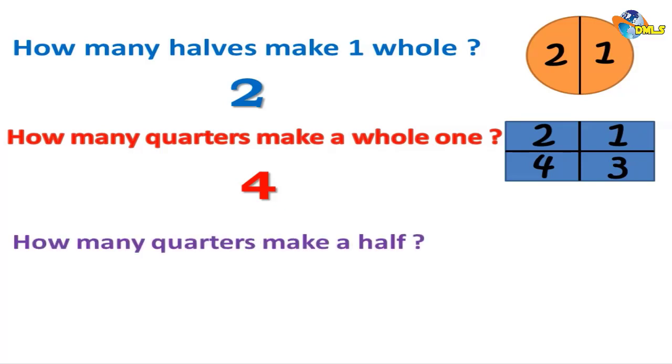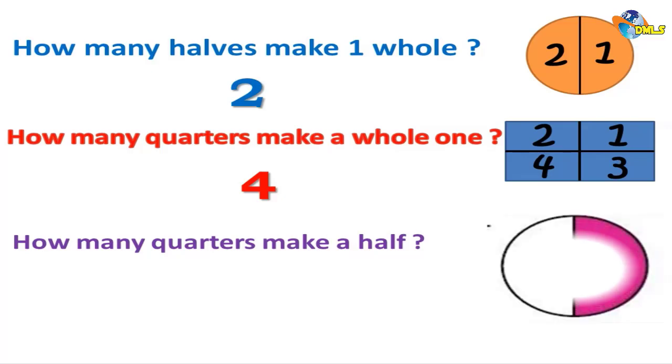How many quarters make a half? You can imagine any half and divide it into quarters. How many quarters? 1, 2. So any half contains 2 quarters.